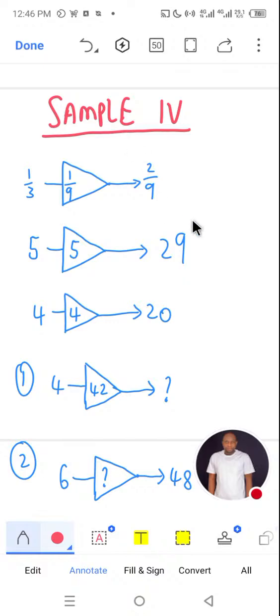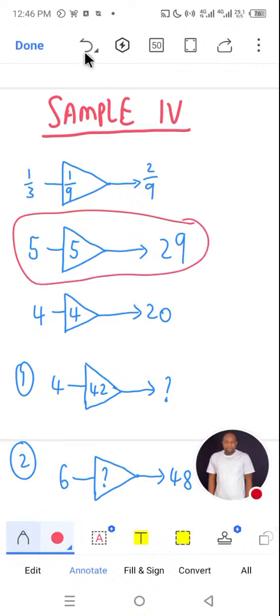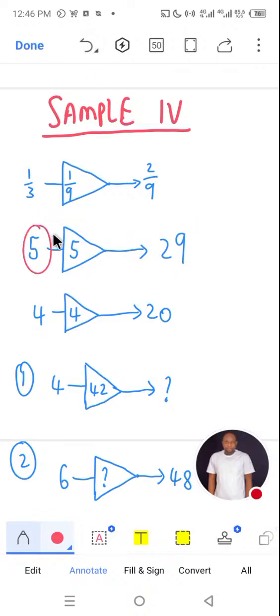So you know what? Let me start with this middle one because, like I told you, always start with one that is easy. 5 square is 25. Okay, I don't think this one will work. Wait, hold on. What's happening here? Let's do this one. If you square 1 over 3, you will get 1 over 9. So 1 over 9 plus 1 over 9 will give you 2 over 9.